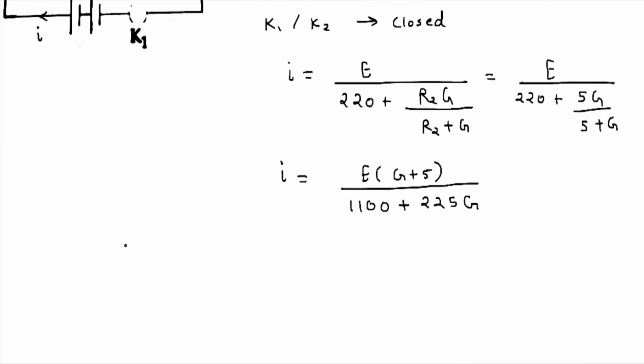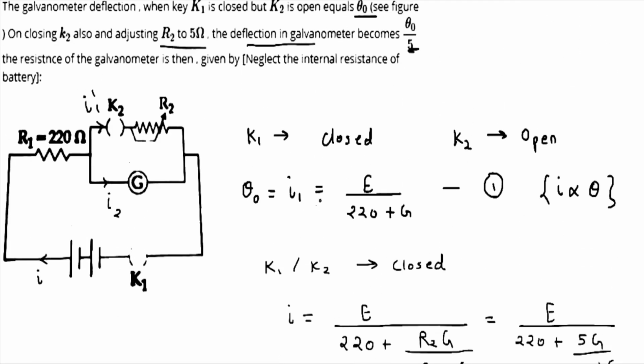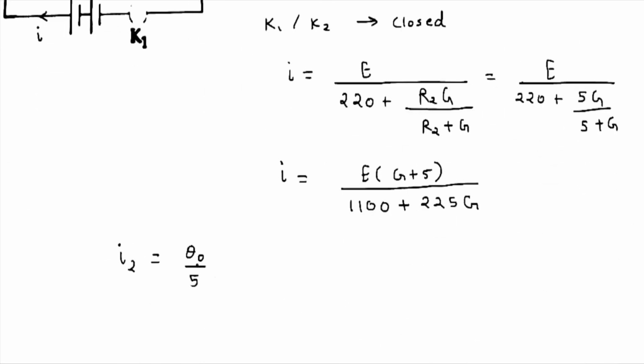So also it's been given that I2 is theta naught by 5. This deflection comes into picture when the current passes through the galvanometer, the same as in the first case when I1 current was passing through the galvanometer, because no current was passing through the other elements. So we have written theta naught as I1. Alright, so now we are interested in finding the value of I2.